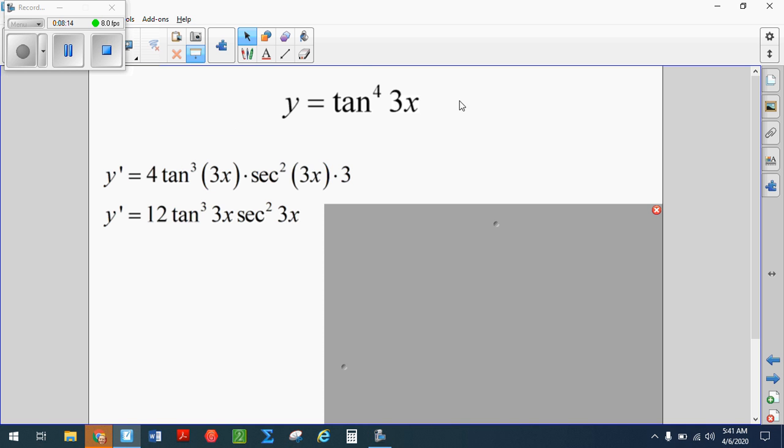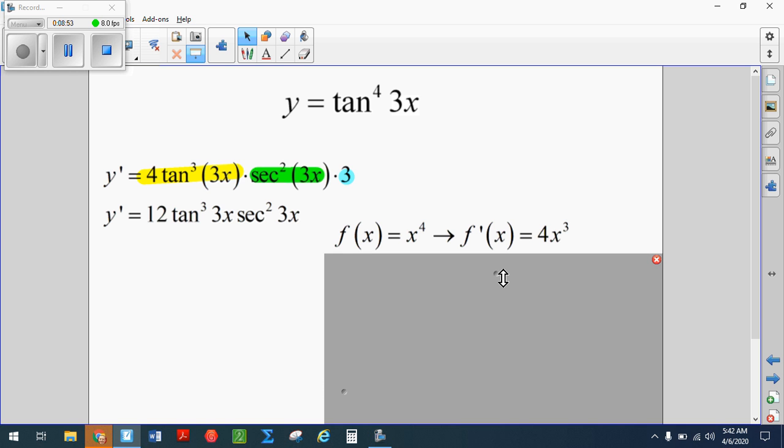So I start with my outer function. My most outer function, might not be easy for you guys to see, is something raised to the fourth power. So that's going to be 4 times something to the third. So that takes me through this part, 4 times something to the third. Then I have to do the derivative of tangent of something. So tangent of something is secant squared of something. And then the derivative of the something is just the 3. Okay, you could look at this as a giant composite function with the chain rule, so that's what this says.